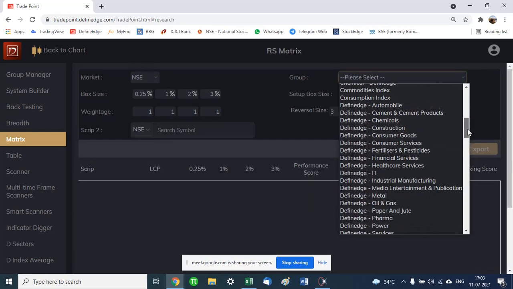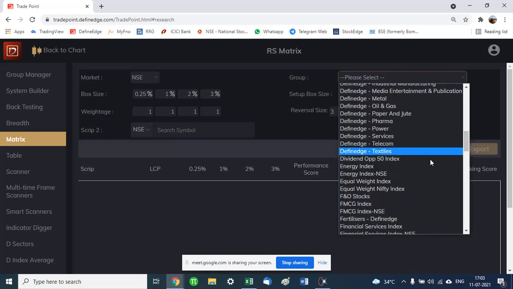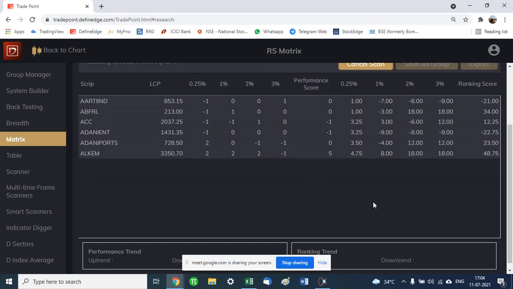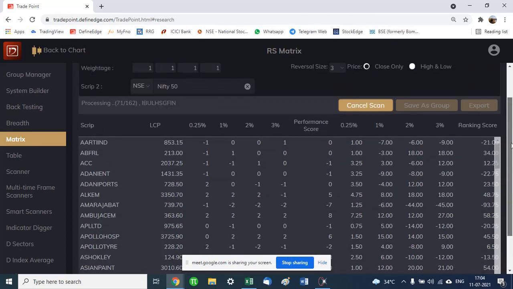I select, currently I'm looking at FNO stocks. So I select FNO stocks. Script to the denominator will be Nifty 50. I run the scan. This is generating a relative strength report for all the FNO stocks in a matrix format where I'm also getting the performance score and each stock is being ranked. So if there are 158 stocks in the FNO universe, it will rank each stock for me against the other stocks as to which is looking more bullish or bearish for that matter.